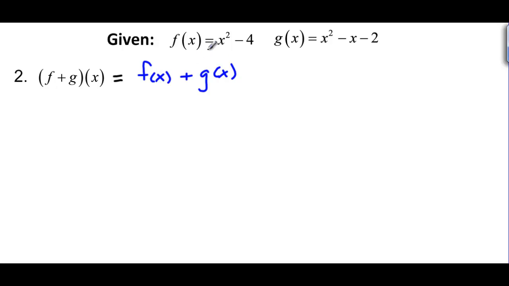Well, it means take the f function, I'm going to use red for that, x squared minus 4, and I'm going to put in parentheses to show that's the whole function f of x, and the operation says to add, and I'm going to add the g function, and again I'm going to use parentheses, x squared minus x minus 2.